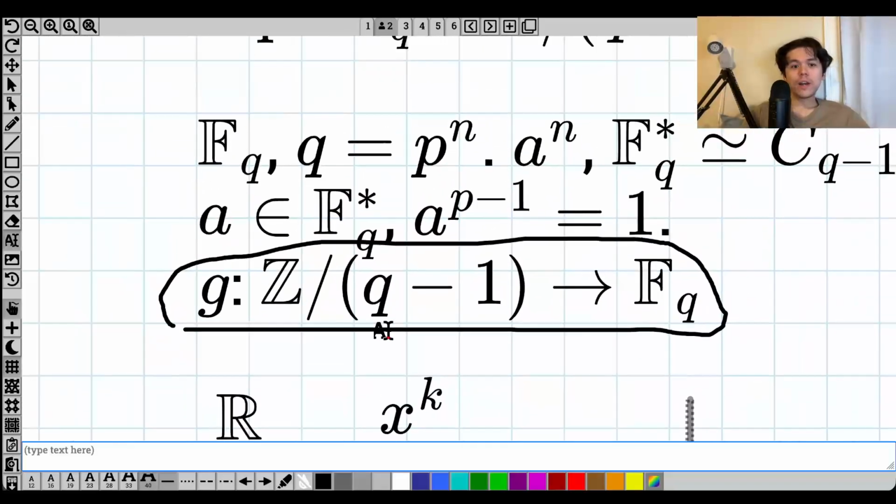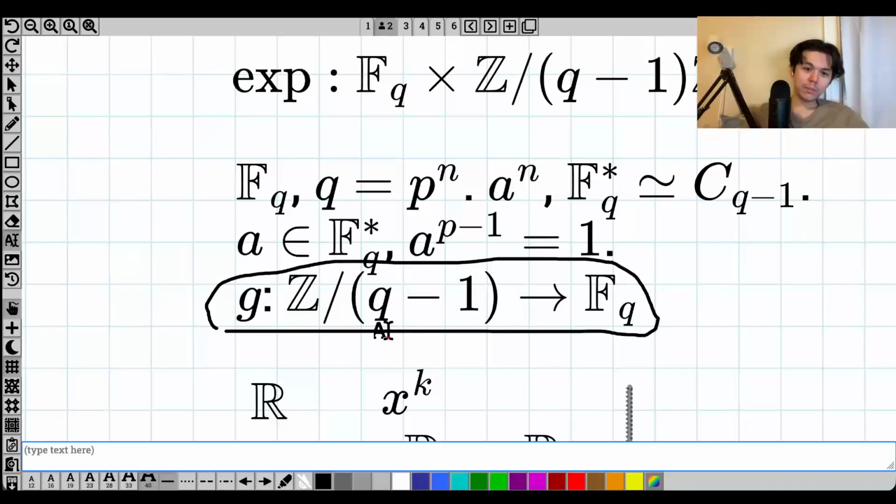And so you might think with finite fields, well, can we raise to the power of our own finite field? And the answer is basically no.